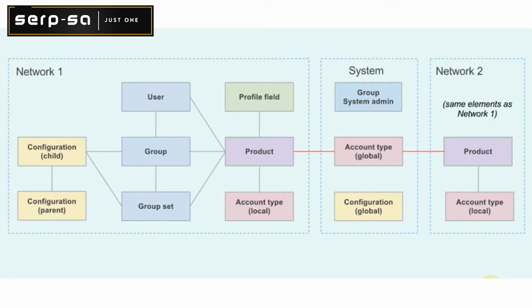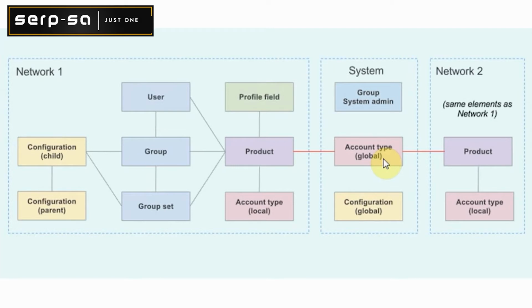A network can, however, be connected with other networks in the system. For example, in the system we can create one global account type which can be accessed by both networks. Now this is not possible yet, and all networks are completely independent.